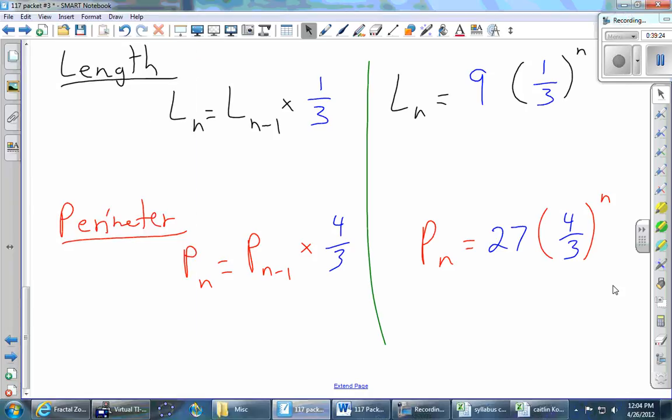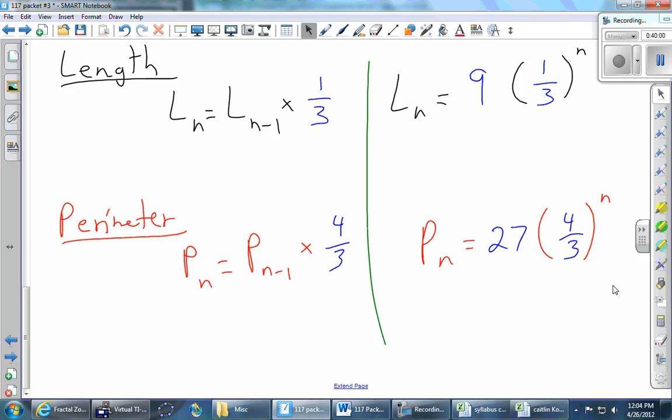Every time, what do you do to the perimeter to get the next perimeter? Multiply by 4/3. What happens to a number when you multiply it by 4/3? Does it get bigger or smaller? It gets bigger. You're multiplying by something more than 1, right? You're not doubling it, but you're still multiplying it by something more than 1. In fact, 4/3 is 1.3 repeating, 133%. So whatever the number used to be, it becomes 133%. It's bigger. So the more times you go, the bigger the perimeter will get.